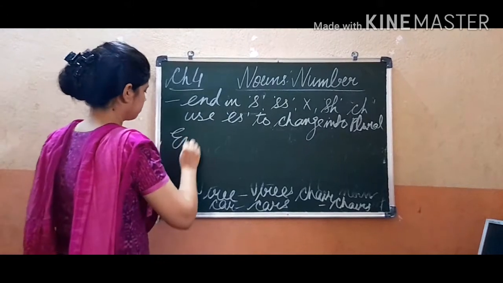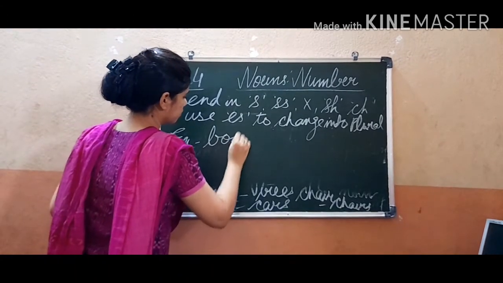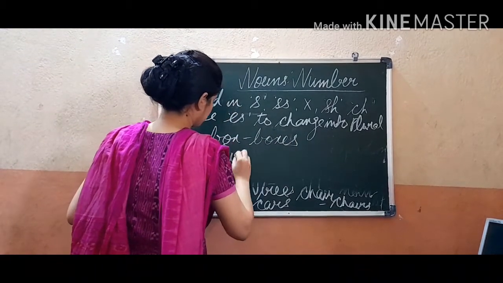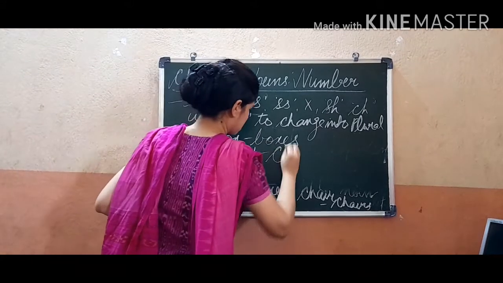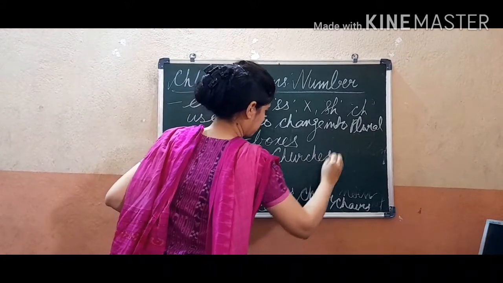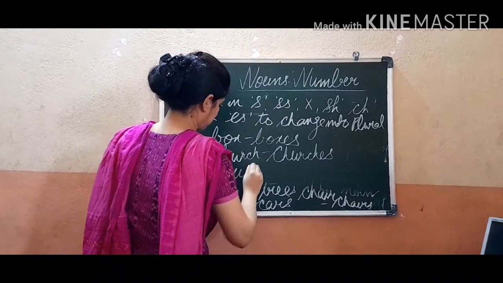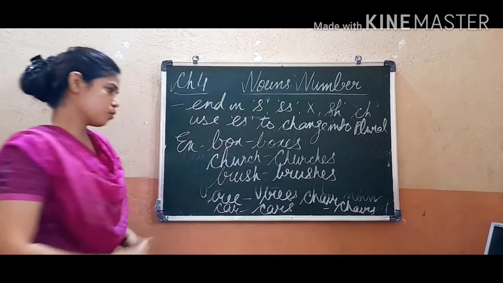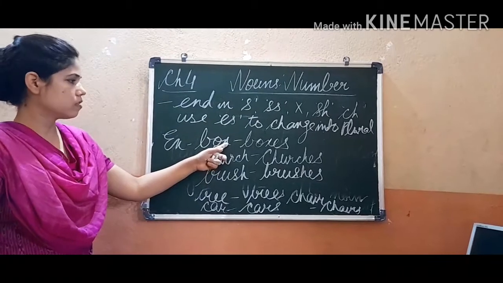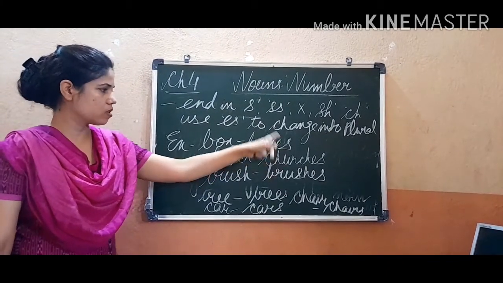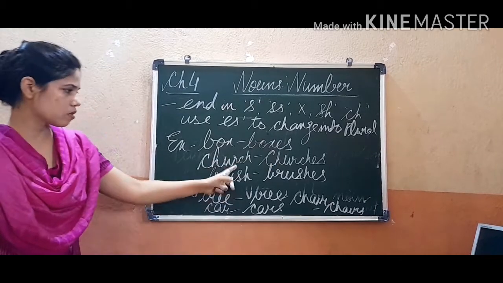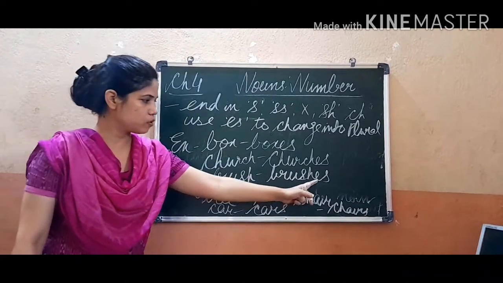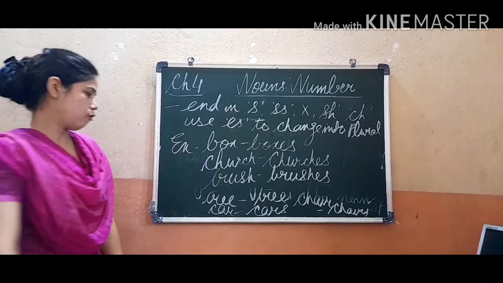For example, box, boxes. Church will change into churches. Brush will change into brushes, and so on. You can see here, x changes by just adding es to the nouns, we have changed from singular to plural. Church, ch, es we have added and changed into plural. Sh, and we have used es to change into plural form.